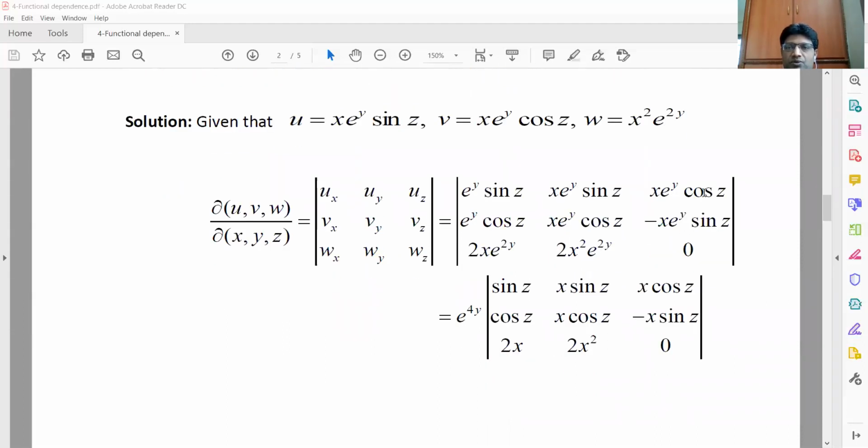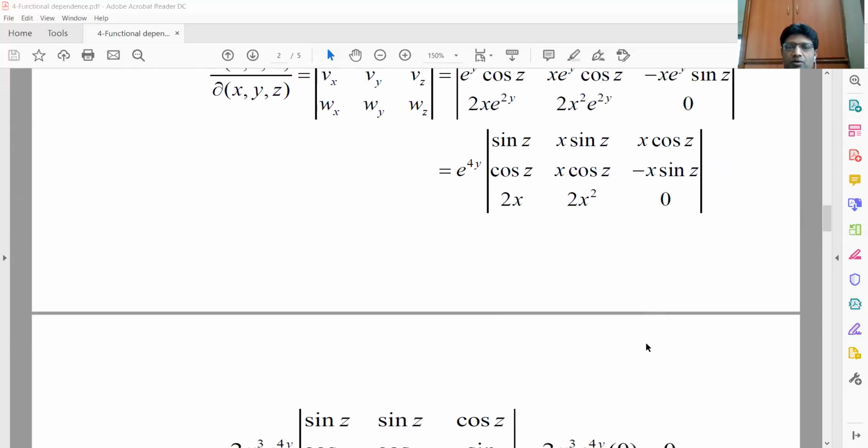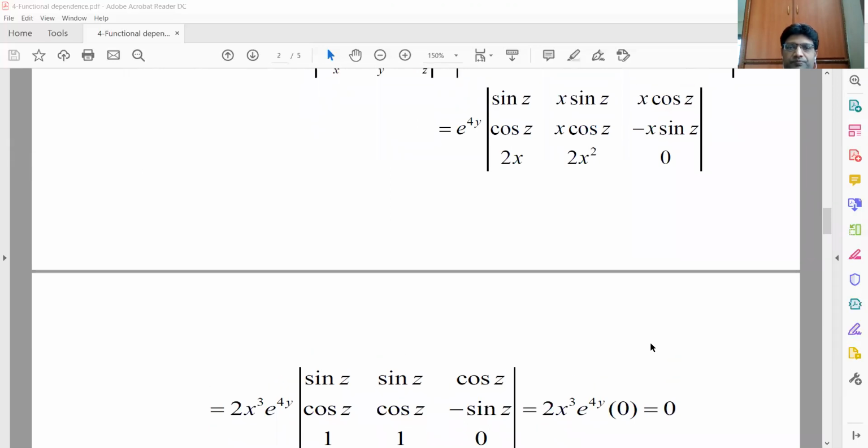So in the first row e power y is common, in the second row also e power y is common, in the third row e power 2y is common. So clubbing together, e power 4y. So the rest is sin z, x cos z, x cos z, minus x sin z. So here 2x, here it is 2x square, 0. Now we have to expand this one.